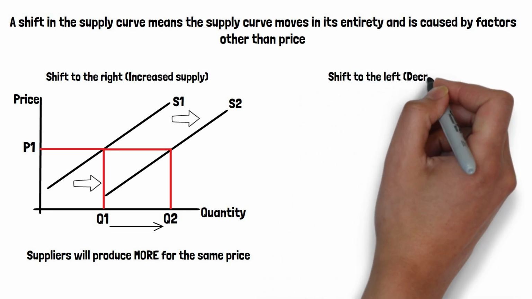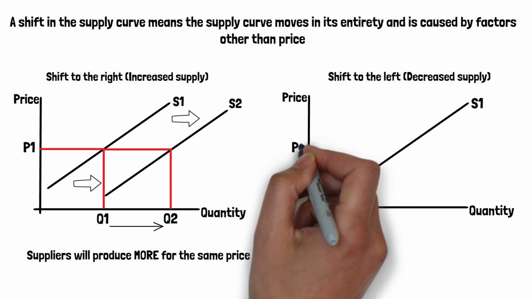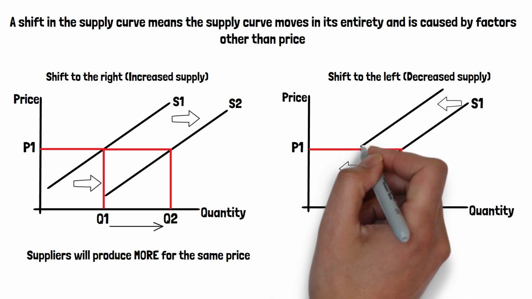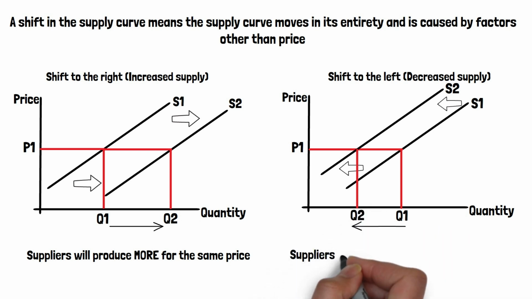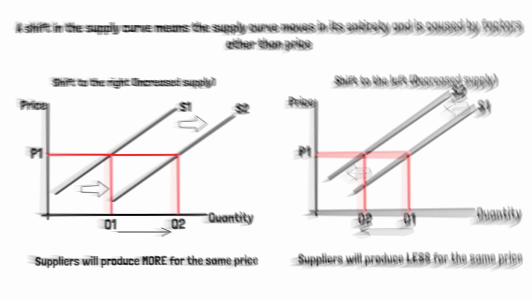A shift to the left indicates a decrease in supply. As we can see in this graph, on the curve S1, at P1, the quantity supplied is Q1. However, if we were to shift the curve to the left, making S2, then the quantity supplied at P1 falls to that of Q2. This means suppliers will produce less for the same price.